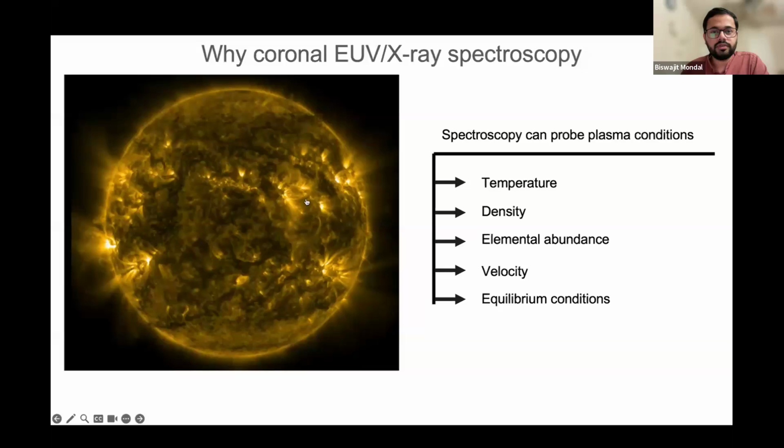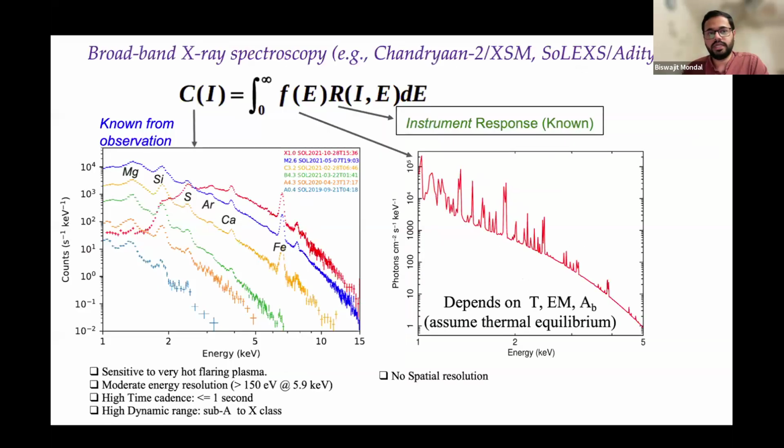So let's start with the other methods that we usually use for spectroscopy. One of the methods widely used is broadband X-ray or UV spectroscopy.